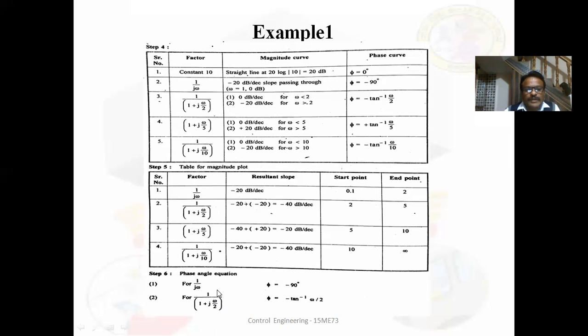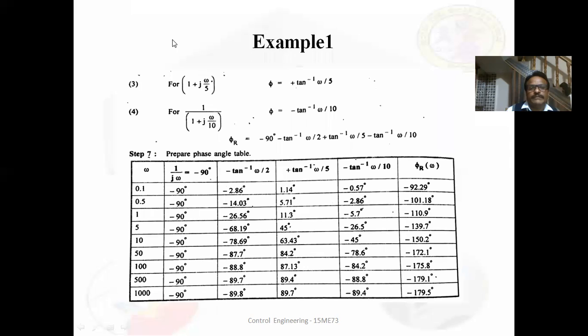For this pole, it is minus tan inverse of omega by 2. Then for the factor 1 plus j omega by 5, it is plus tan inverse of omega by 5. Then for another factor, 1 by 1 plus j omega by 10, the phase angle is minus tan inverse of omega by 10. Then the resultant is the summation of all. This is for the pole at origin, this is for the simple pole, this is for the first order zero, and this is for the other first order pole.